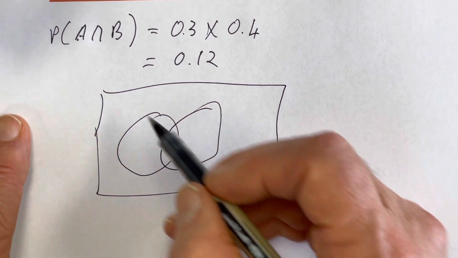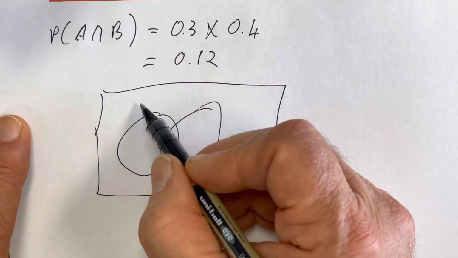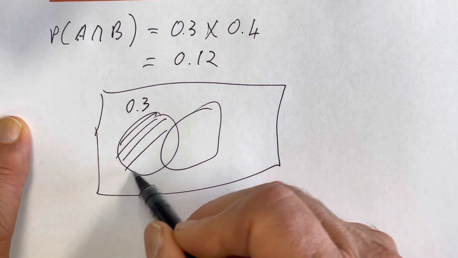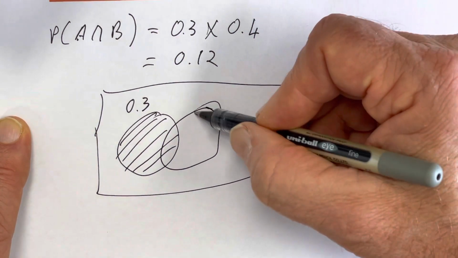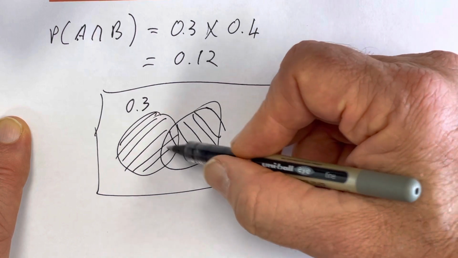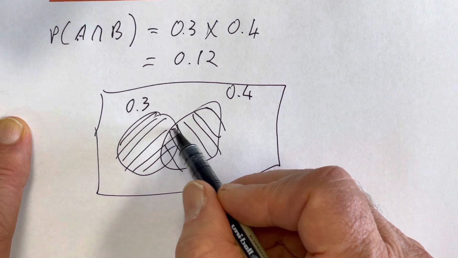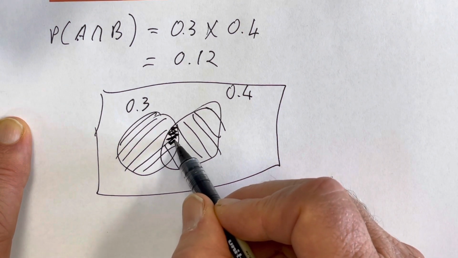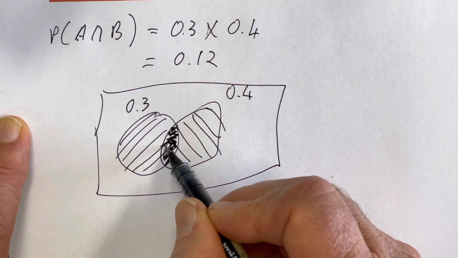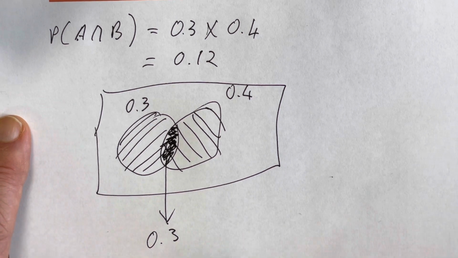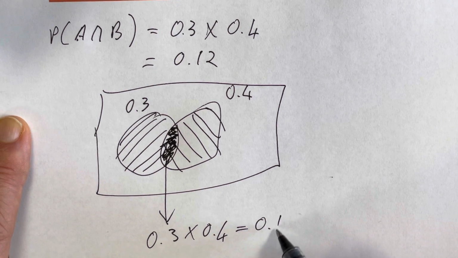Another way to look at it is if you use a Venn diagram type of technique, where the probability of this occurring is 0.3. This whole area here is 0.3, and this whole area here is 0.4. What is this area here, which is the intersection? And that is 0.3 times 0.4, and that is 0.12.